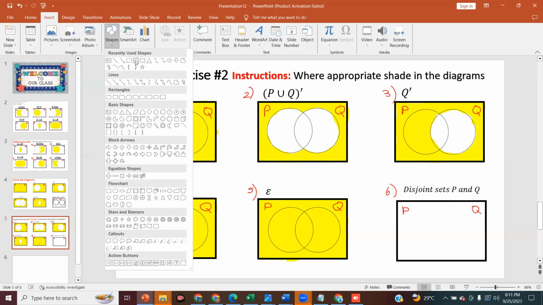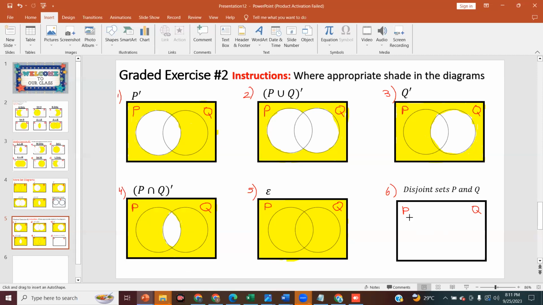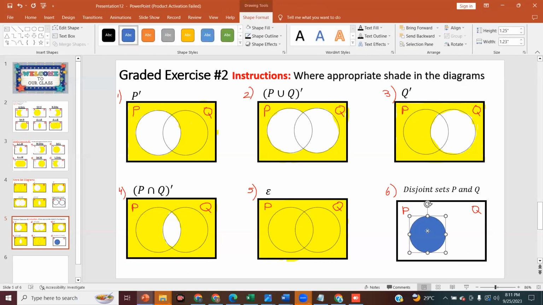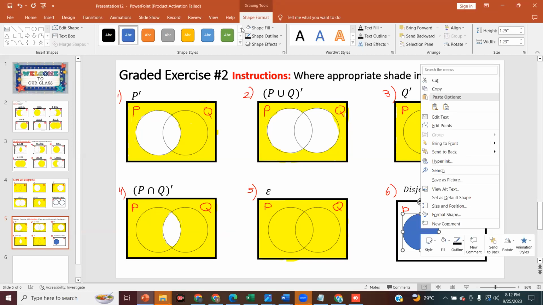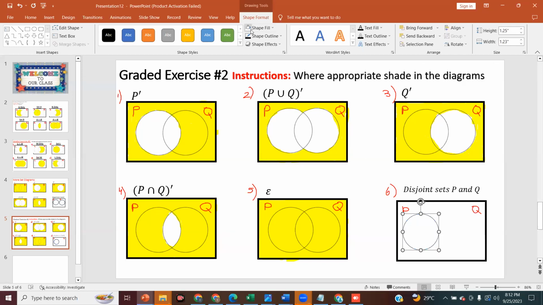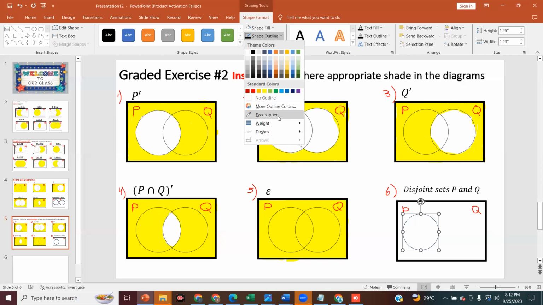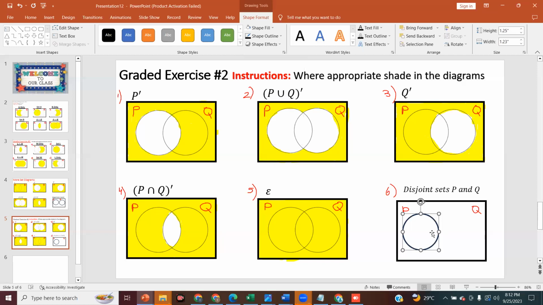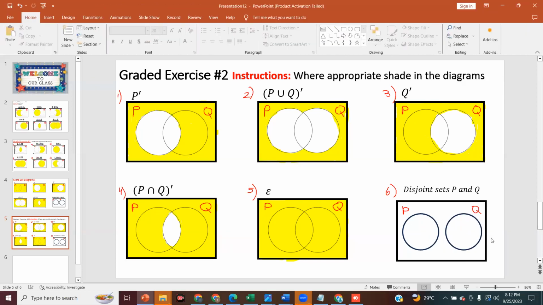All right, so remember, if we want disjoint sets, what does disjoint sets mean? Draw two circles without them being connected. They're not connected, right? That's why they say disjoint. So P and then Q. Please take a picture of your work and send it to me via WhatsApp, so I can have it.